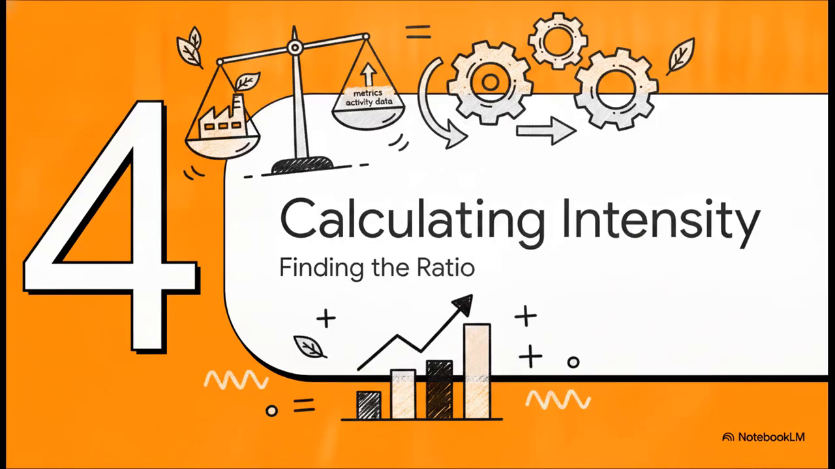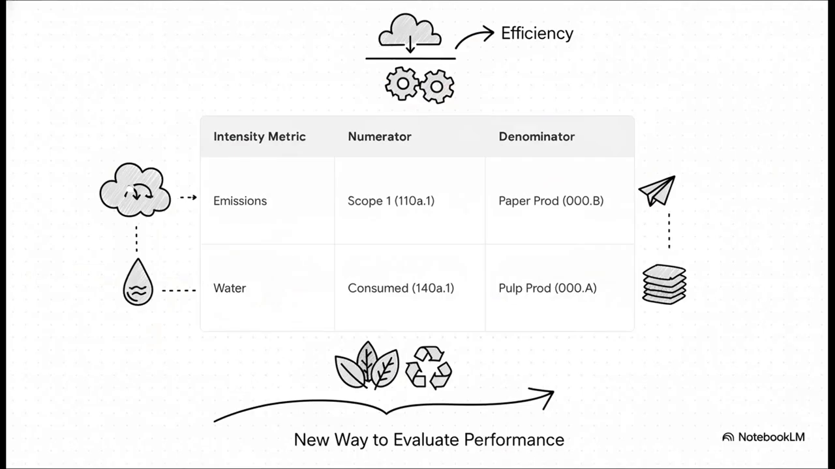Section 4. Calculating sustainability intensity. Okay, let's see how all of this builds a completely new way to evaluate performance. To figure out how efficient a company truly is, we just create a ratio. The environmental impact acts as the numerator on top, and the production scale, our handy activity metric, acts as the denominator on the bottom. So, say you want to figure out emissions intensity. An analyst takes metric 110A.1, which is the gross global Scope 1 emissions, the direct greenhouse gases emitted into the atmosphere by the company, and divides it by our activity metric, RRPP-000.B, the tons of paper produced.